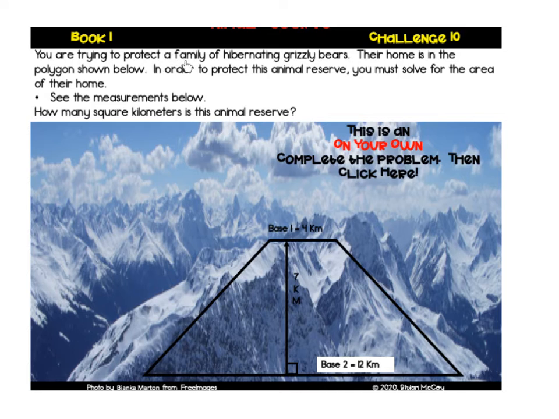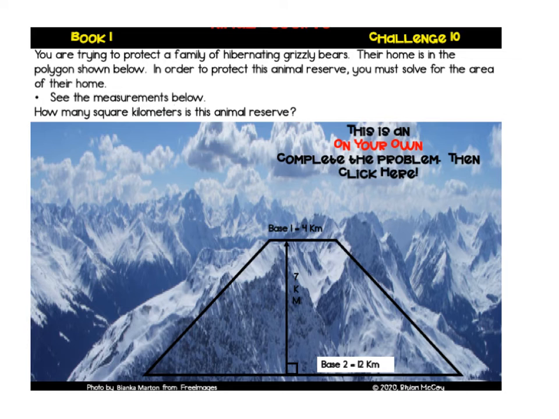You are trying to protect a family of hibernating grizzly bears. Their home is in the polygon area shown below, right down here. They're living way up there in the mountains, and they're way up there because they're hibernating, aren't they? That is correct. In order to protect this animal reserve, you must solve for the area of their home.